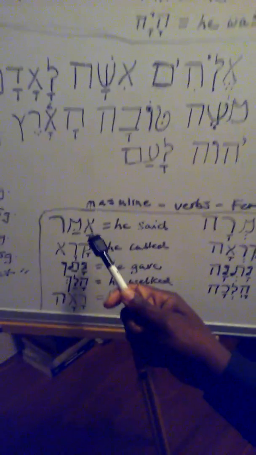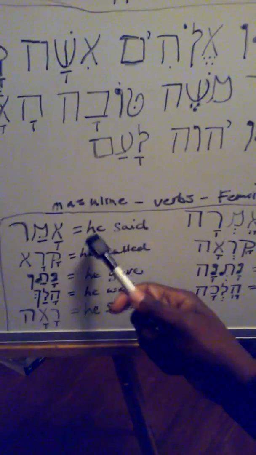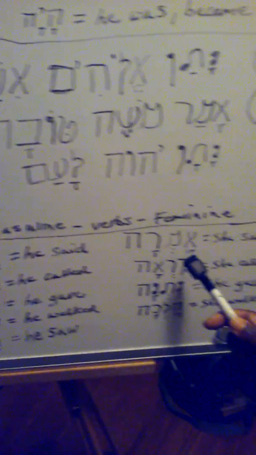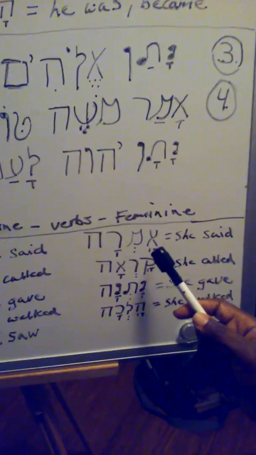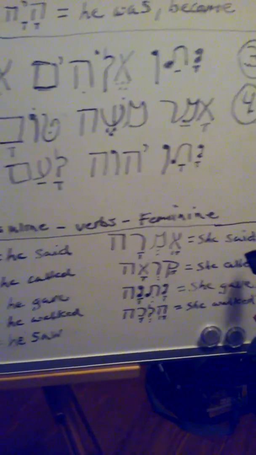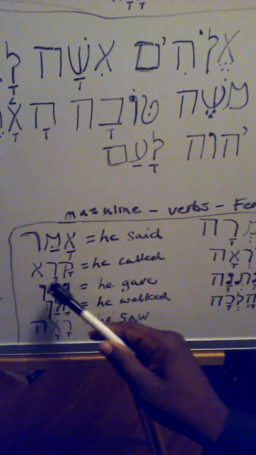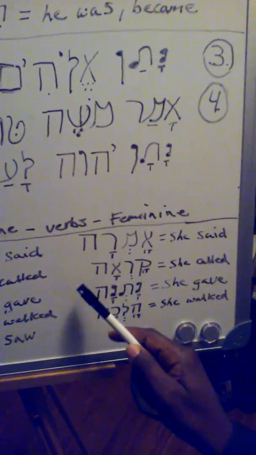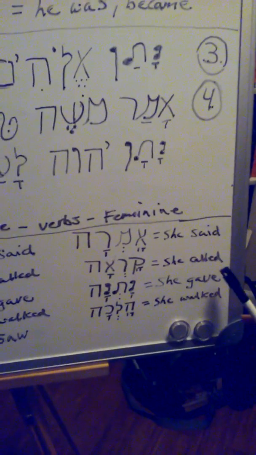Now, let's look again, a quick review about verbs, both masculine and feminine. You want to make sure you memorize your verbs in your vocabulary. That will assist you in your reading. Let's look at it. Here we have amar, which is he said, right? Then we have the feminine, which is amra, she said. Here we have qara, he called. Then we have qar'a, which is she called.